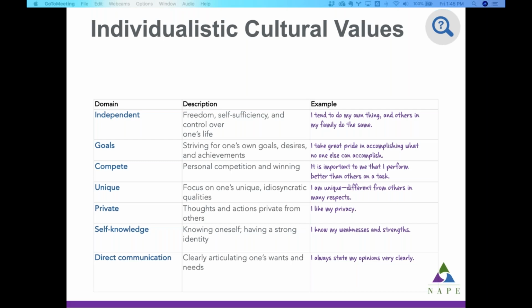The next piece is self-knowledge, the way that you choose to know yourself and having a really strong personal identity. An example of what this might look like in a thought process is: I know my weaknesses and my strengths. And another key piece of an individualistic cultural value set is a direct communication style, that you say what you want when you want it and just being really direct.